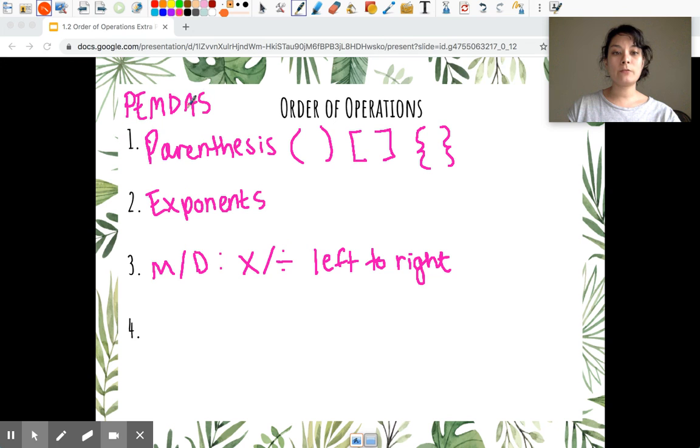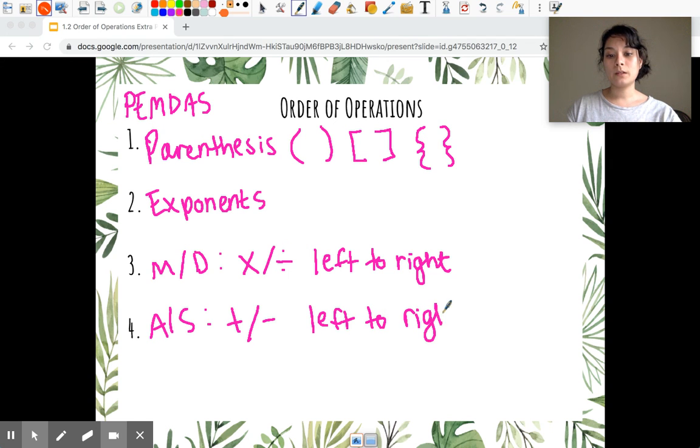And then same thing for the last two letters. I lumped them together for the same order of importance. You could probably guess what they stand for. It's addition and subtraction. And because they're the same level of importance, again, you don't necessarily always add first before you subtract. It's done in the order that you see it when you read the problem, left to right.